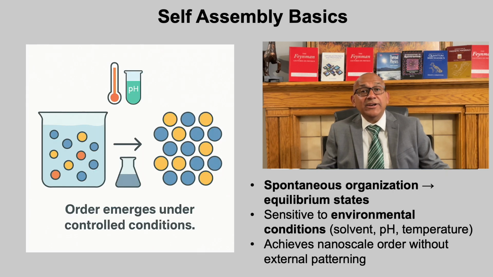Self-assembly allows atoms, molecules, or nanoparticles to organize themselves into ordered structures by reaching equilibrium states. The process is spontaneous, but not random. Conditions such as solvent type, acidity or pH, and temperature strongly influence the outcome. By carefully controlling the environment, we can guide self-assembly toward specific morphologies, whether that is spherical micelles, lamellar domains, or three-dimensional colloidal crystals. This makes self-assembly one of the most versatile and scalable bottom-up nanofabrication tools.